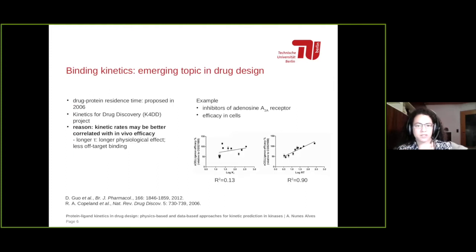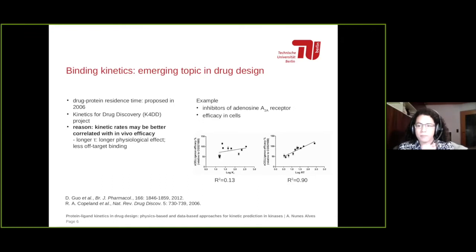Binding kinetics is also an emergent topic in drug design. This was first proposed in 2006 in this paper at the Nature Review Drug Discovery. Another thing that highlights the importance of binding kinetics is this association that happened a few years ago, but ended already. This was a consortium between pharmaceutical industries and universities here in Europe, K4DD, Kinetics for Drug Discovery. The idea of this consortium was to advance experimental and computational methods to study binding kinetics for drug design, especially K-off values.